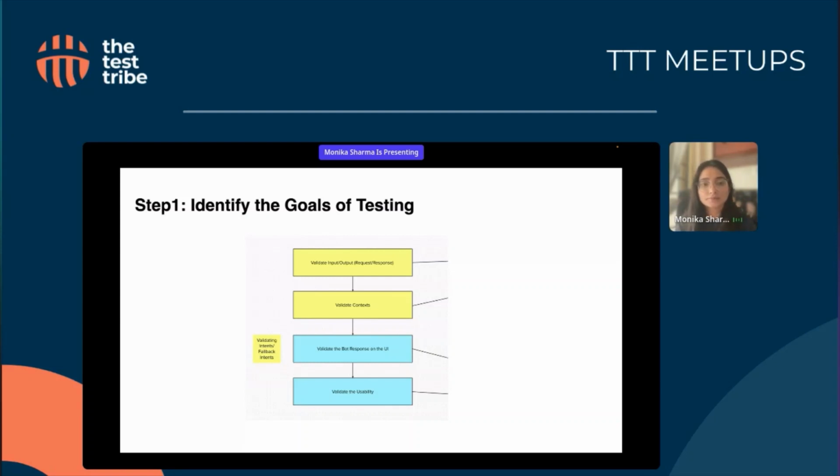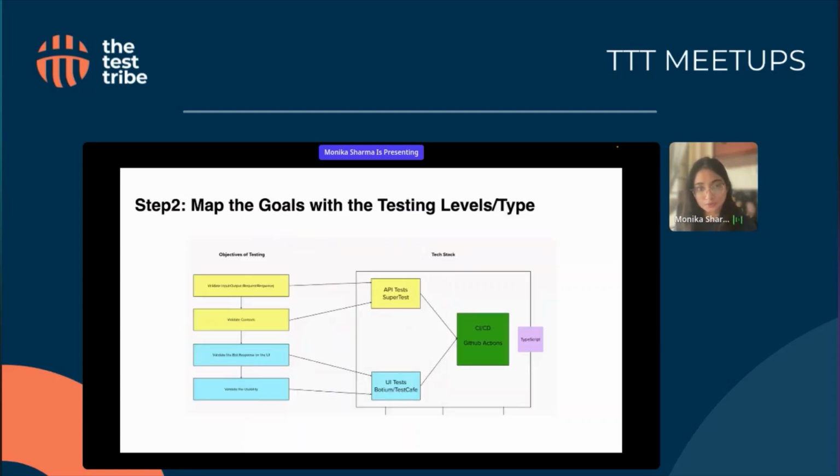Identifying the goals of testing is very important, because it gives you a vision of what testing level or type of testing you are going to include. Next, we map the goals with the testing levels and type. It basically means that, let's say my goal is validating input output, or validating context, then how am I going to test it? Via API test, or Supertest, which is another JS library, or Rest Assured. So under which testing umbrella does it come, whether it's API testing or a UI test?